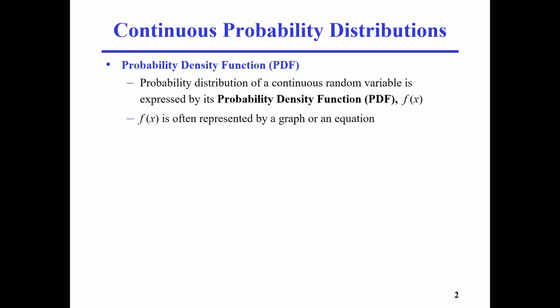So the first concept, a very important fundamental concept I want to introduce here, is called PDF, which is short for probability density function. The probability distribution of a continuous random variable is expressed by its probability density function, lowercase f(x). And f(x) is often represented by a graph or an equation.